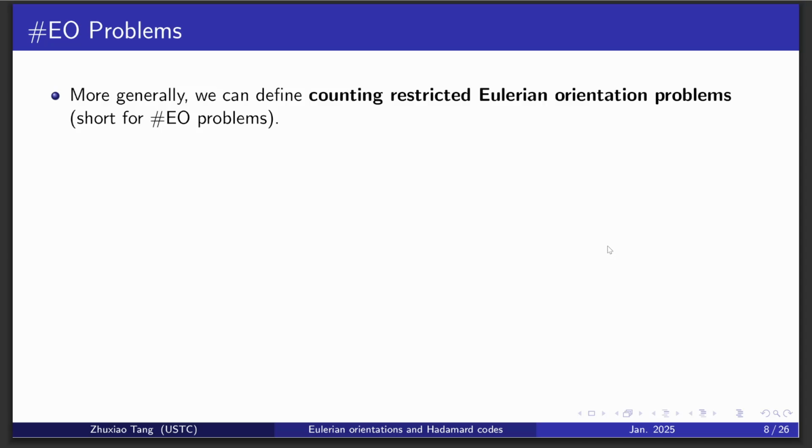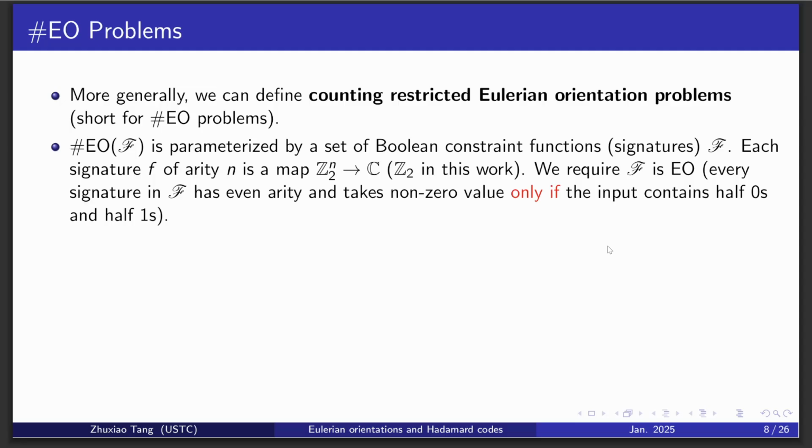More generally, we can define counting restricted Eulerian orientation problems. The problem is parameterized by F, which is a set of Boolean constraint functions. A constraint function is also called a signature. A signature f is a function which takes Boolean input of length n and maps to complex numbers. But in this paper, we mainly care about the case where the output is 0 or 1. We also require F to be EO.